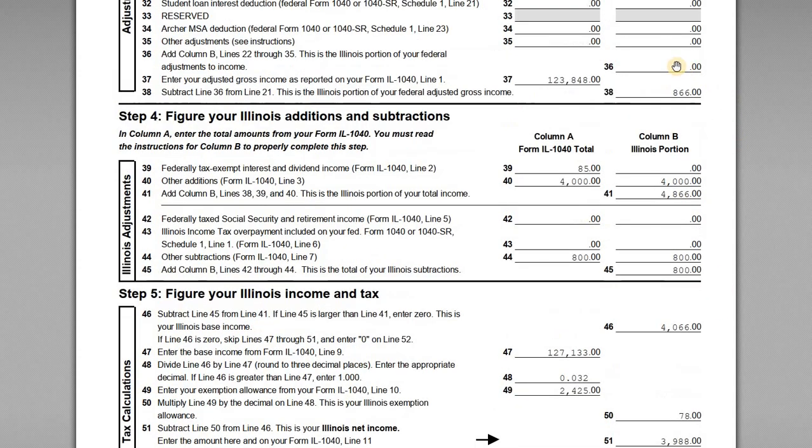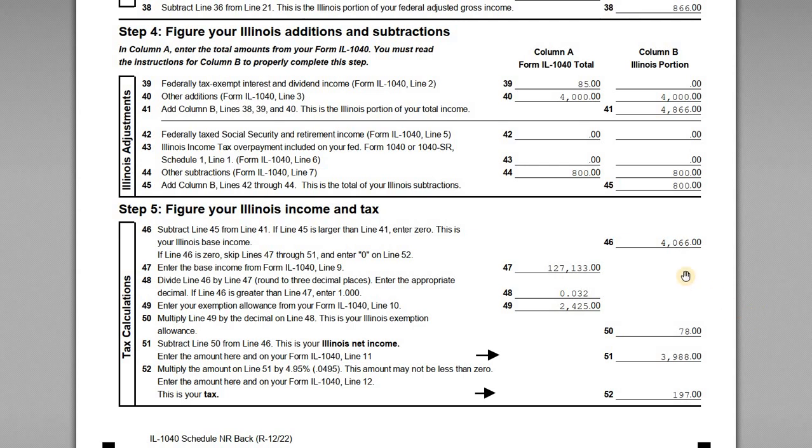So if we think about this kind of conceptually here, Illinois is having us recalculate the Illinois portion of income with those adjustments. So 866 is kind of our starting point, but we can't claim the bonus depreciation, so we're adding that back. But we do get to deduct $800 of just regular kind of maker's depreciation, right? Not the bonus. And so that's left us with $4,066 of net income before the exemption allowance that's attributed to Illinois. All right.